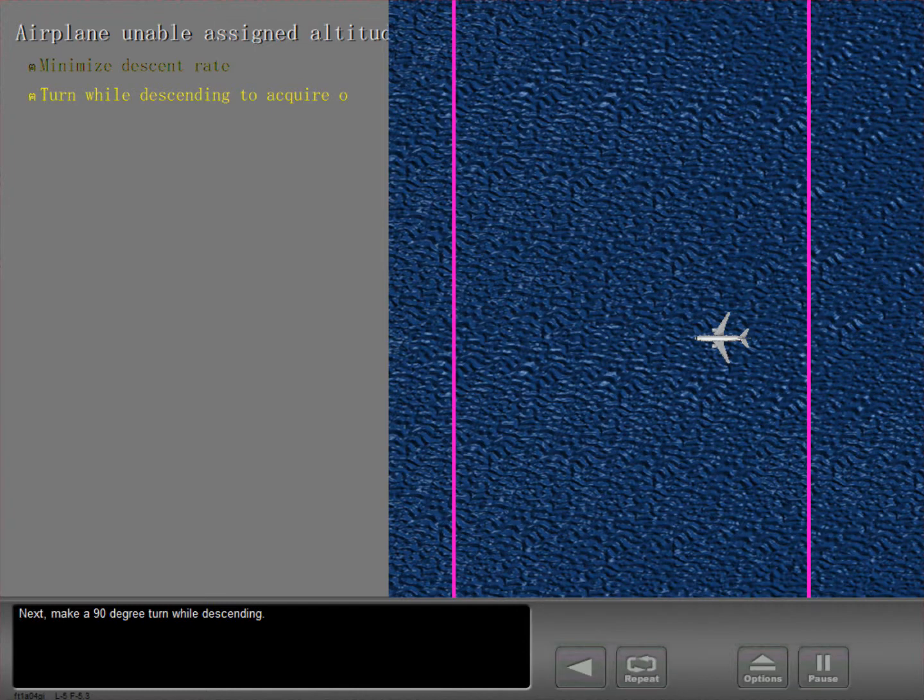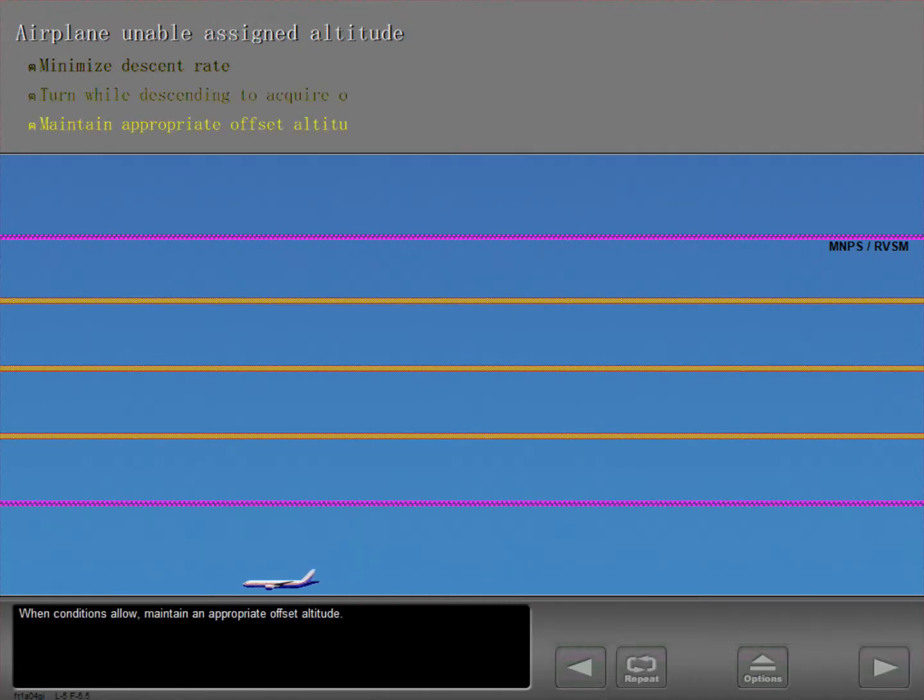Next, make a 90-degree turn while descending. Plan to intercept an offset from your original course as described earlier. When conditions allow, maintain an appropriate offset altitude.